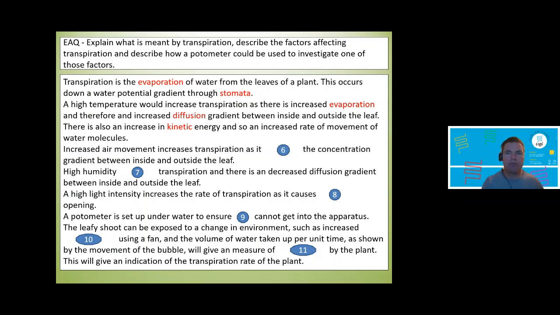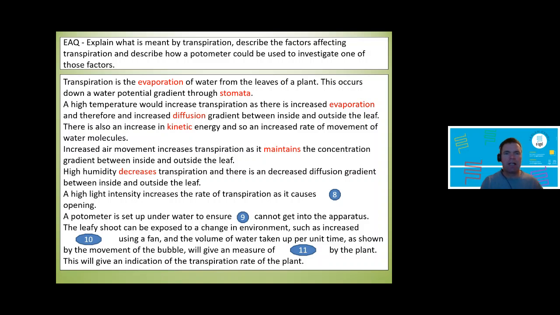So there's an increased rate of movement of water molecules. Increased air movement increases transpiration as it maintains the concentration gradient between inside and outside the leaf. Whereas high humidity decreases transpiration as there's a decreased diffusion gradient between inside and outside the leaf.